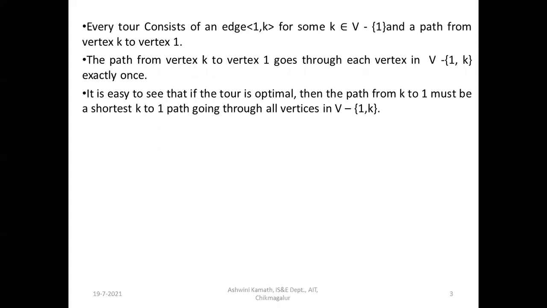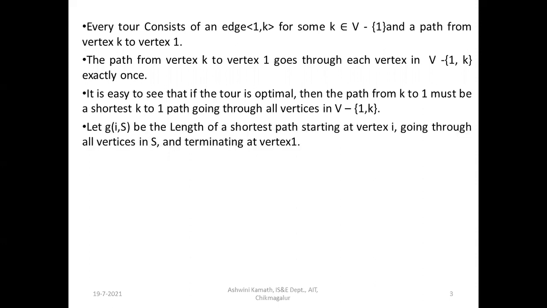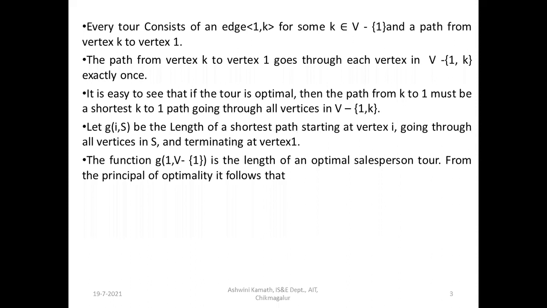So we have to select the one which is having the shortest path from 1 to k and k back to 1. So let G of I comma S be the length of the shortest path starting at vertex I, going through all the vertices in S and terminating at vertex 1. The function G of 1 comma V minus 1 is the length of the optimal salesperson tour.